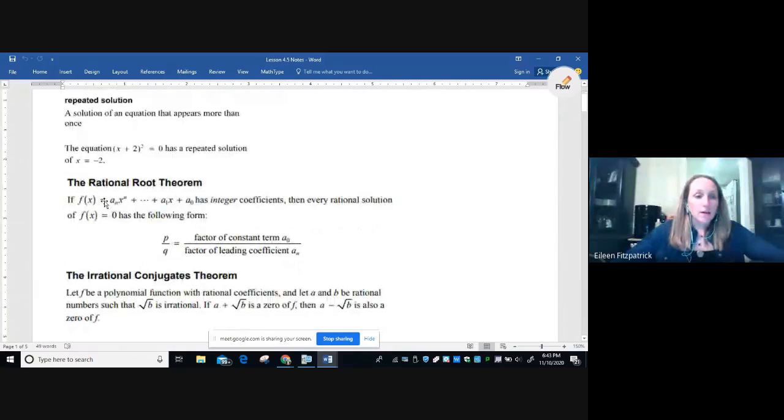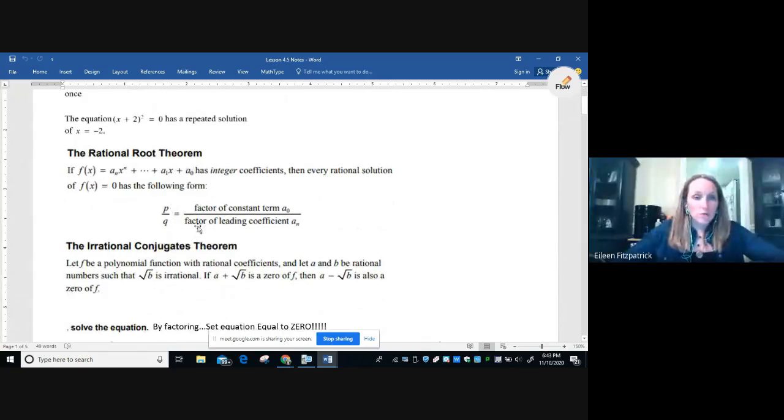Then we have something called the rational roots theorem. We're going to be using this probably in day 2 of this lesson. Yeah, I believe day 2. This is a 2-day lesson, by the way. So we'll talk more about this in the next video lesson, but I'll just quickly read it.